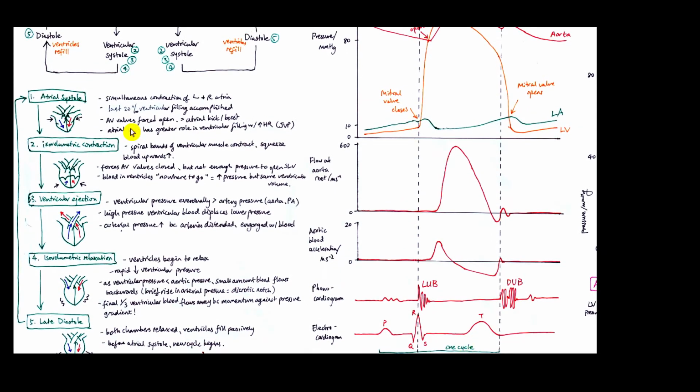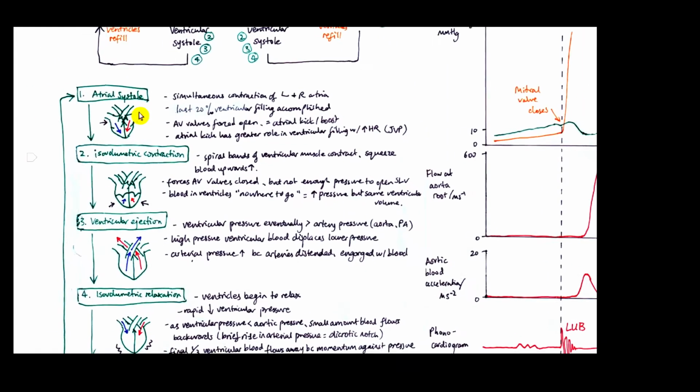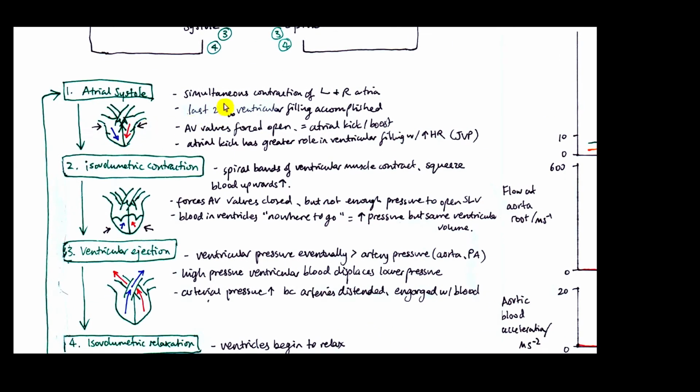Firstly, we have atrial systole, which is the atria contracting and involves simultaneous contraction of the left and right atria. The last 20% of ventricular filling is accomplished. Most of the ventricles are actually filled, 80%, by just relaxation and allowing the blood to flow through passively. But this atrial kick, or atrial systole, allows the last 20% of blood to flow in completely. Then the AV valves are forced open, and the atrial kick has a greater role in ventricular filling with increased heart rate, so if you're exercising, then this could be more than 20%, but usually it's just the last 20%.